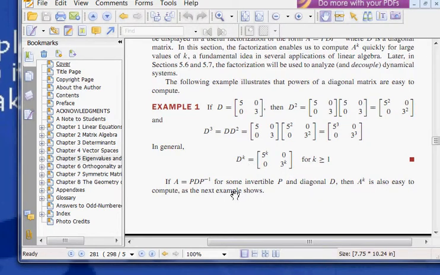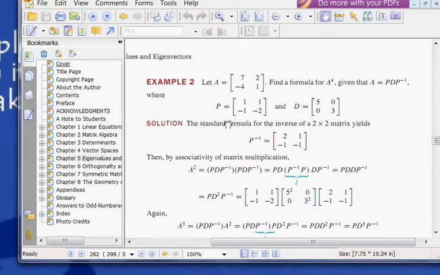The next important thing is this sentence right here. If A equals P times D times P inverse for some invertible matrix P and diagonal D, then A to the k is also easy to compute. And we already saw this, right? So let's move on to example 2.